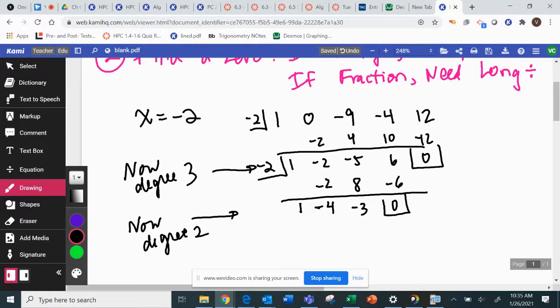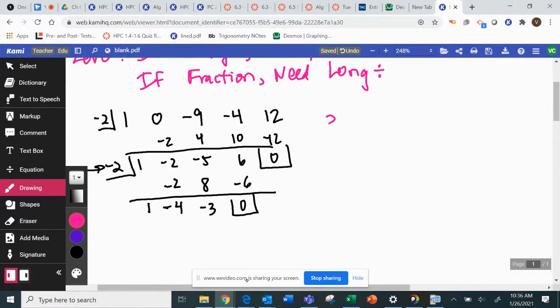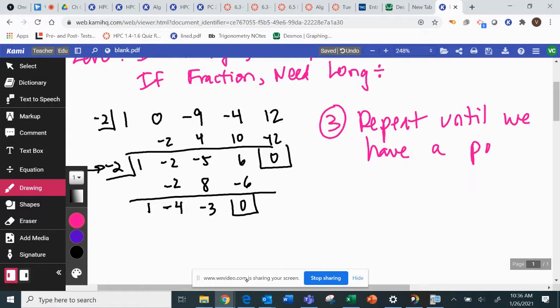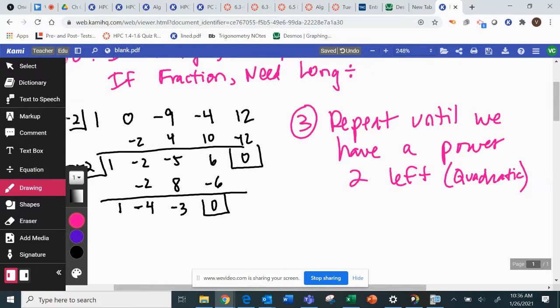So, like, the third thing I would say would be repeat until we have a power of 2 left, or quadratic. So it really depends what you start with, how many times you're going to do it. But I promise that you will be able to find enough of them that you'll get to that quadratic every time. I'm not going to give you any where you couldn't do it.